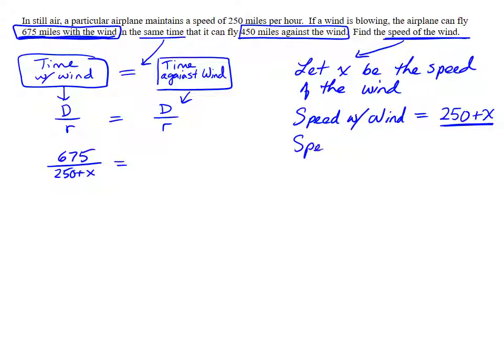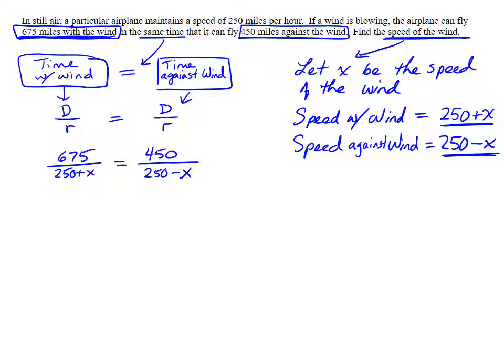The other side of this equation has to do with going against the wind. When we look at the speed against the wind, we want to think about, again, the airplane as being first. Its speed is 250, but now it's being hindered, so you're subtracting the wind speed from the airplane speed. So I can go 450 miles at a speed of 250 minus x. And that would give me, when I divide them, the time that it takes against the wind. So here we have our setup.